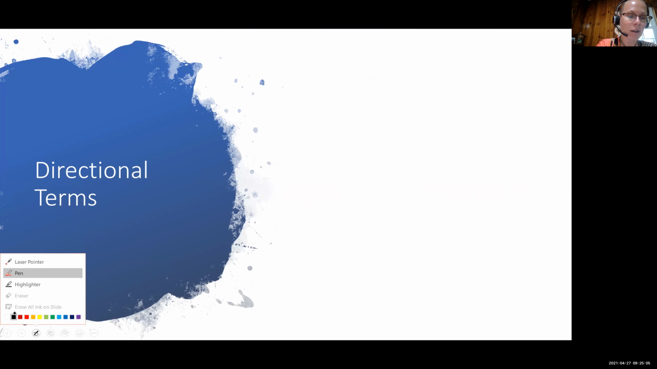What we will be doing in our class and testing on in our class are what are described as directional terms. It's important to pay attention that these terms are also relationship terms, meaning how does one structure relate to another?